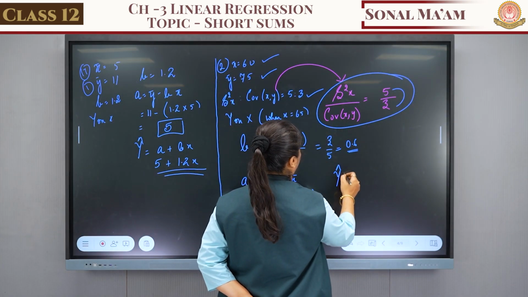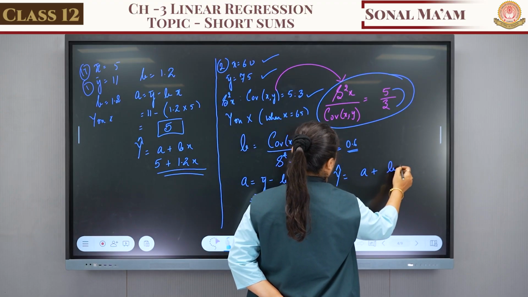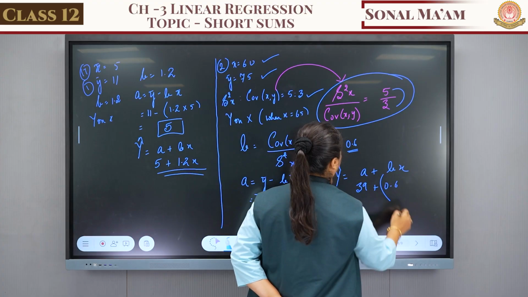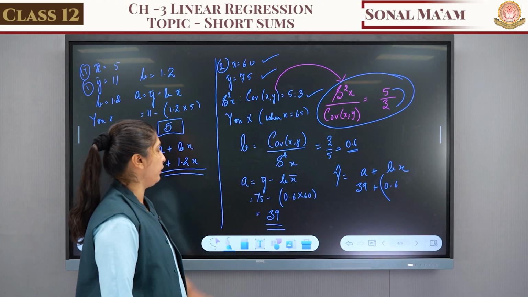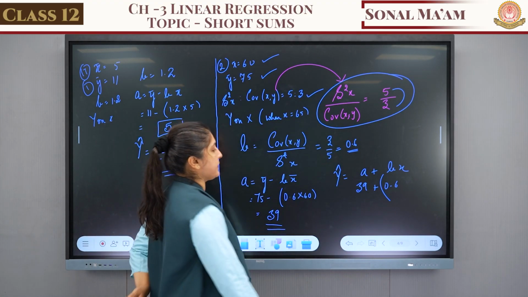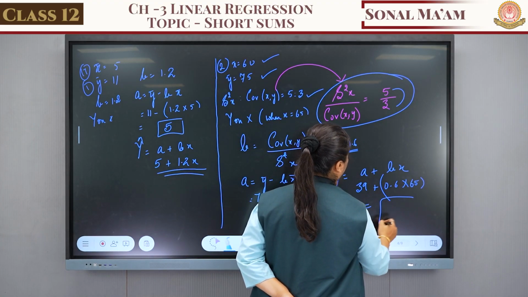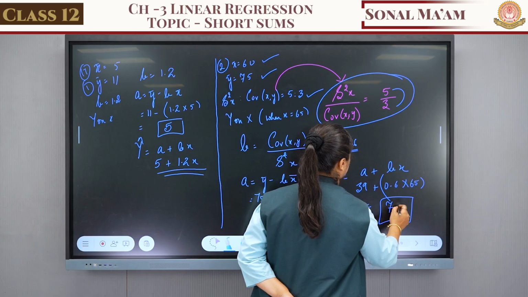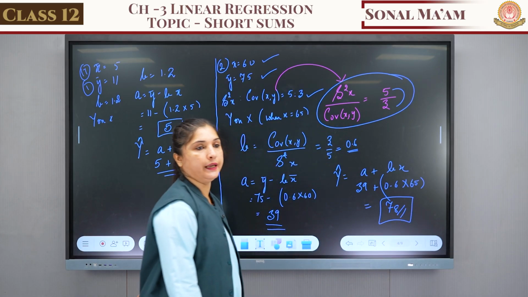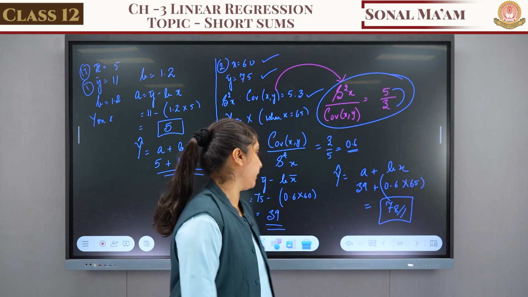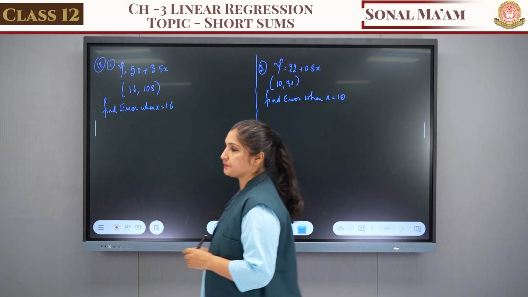Next step is y cap, which is a plus b x. A is 39, b is 0.6, and x will be given in the question. In this question it is given x is equal to 65, so we have to multiply it with 65, and the final answer will be 78. Y cap is 78. Is it clear to you? Yes? Okay. Let's see the further questions.